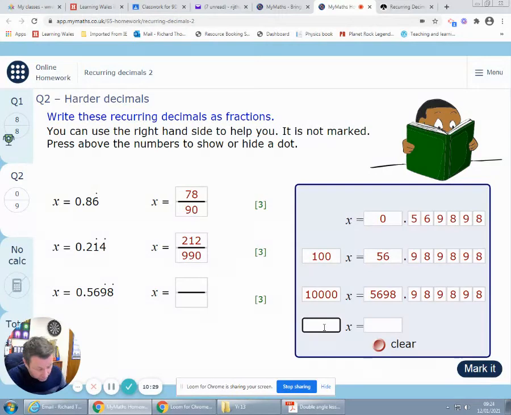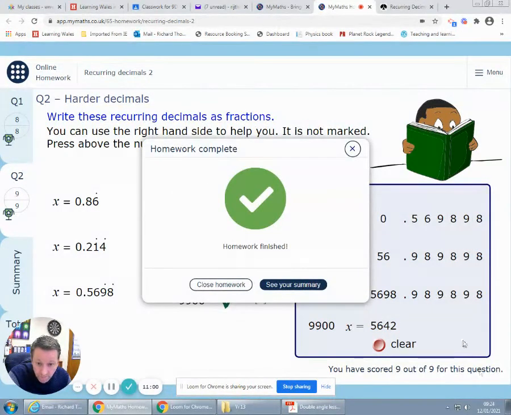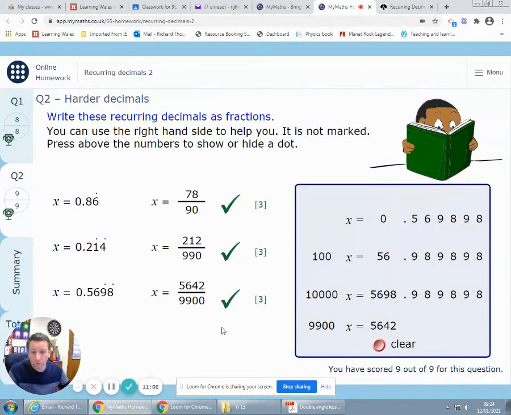10,000 take away 100 is 9,900. 5698 take away 56. It's too early in the morning to be doing this. What's that? 42. 5642. Yep, that's right. And then they will disappear. So my fraction will be the 5642 over the 9900. So fingers crossed, so I did that in my head, fingers crossed that last one is right. Let's have a look. And they were all correct, all right?